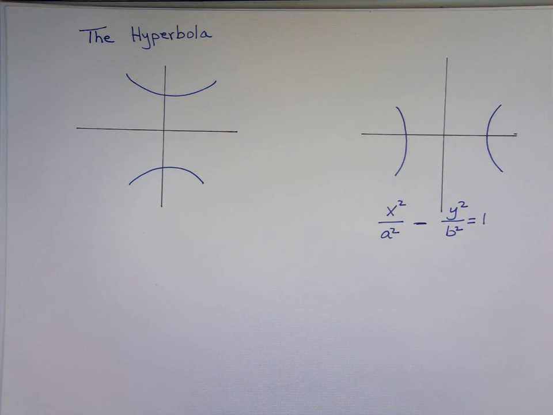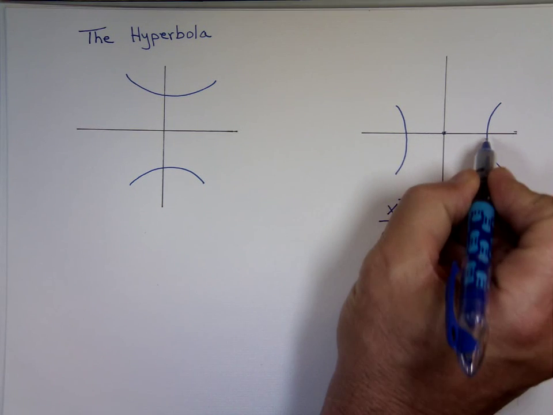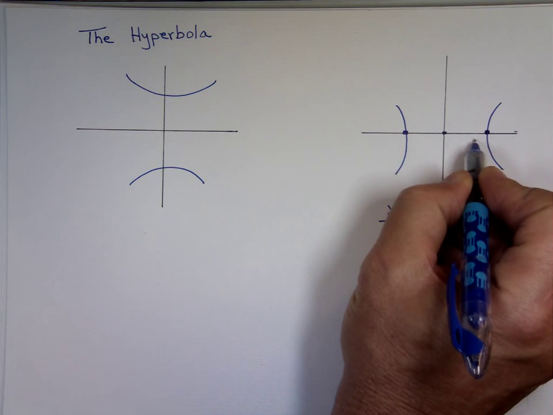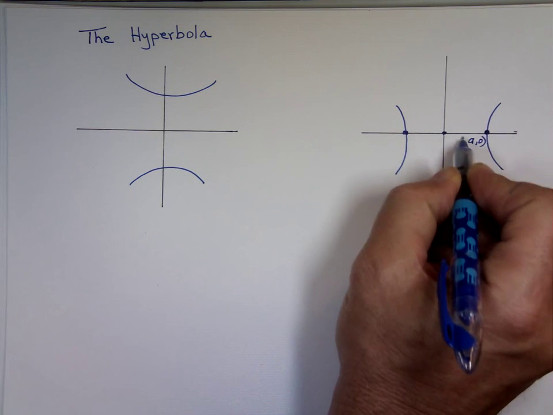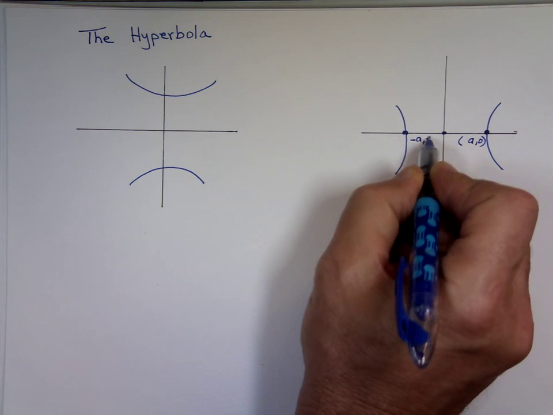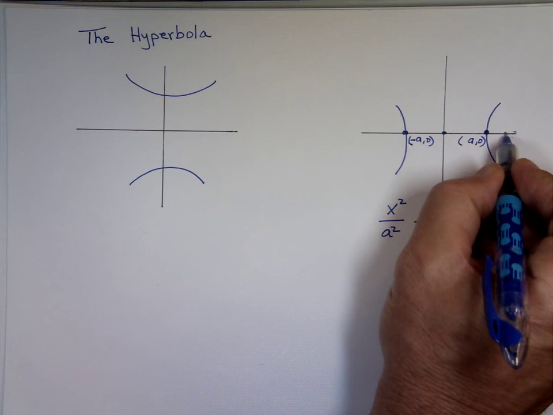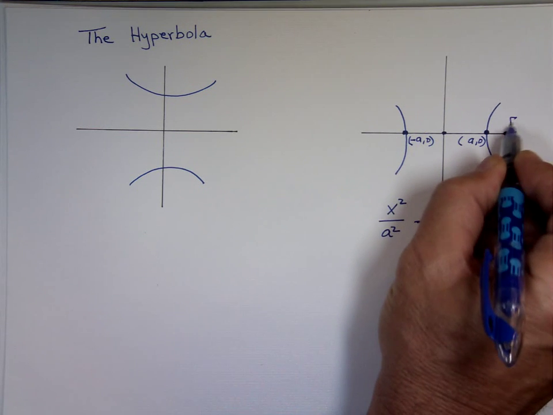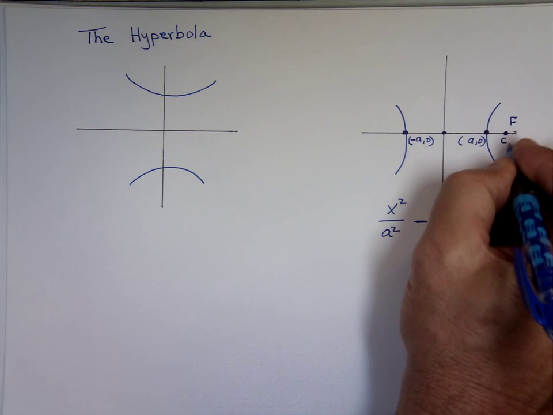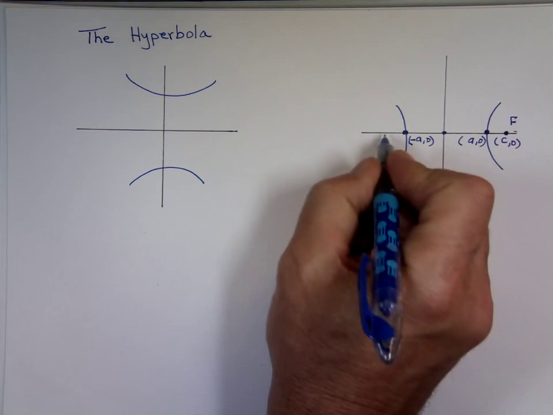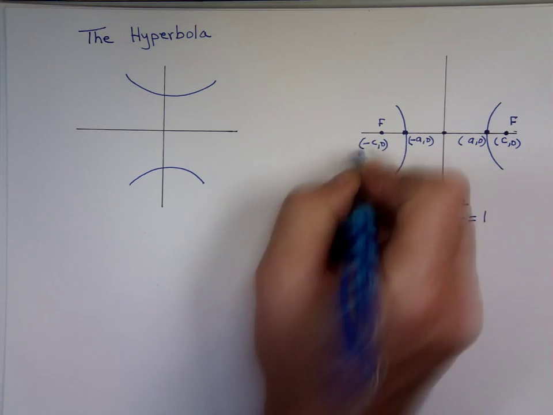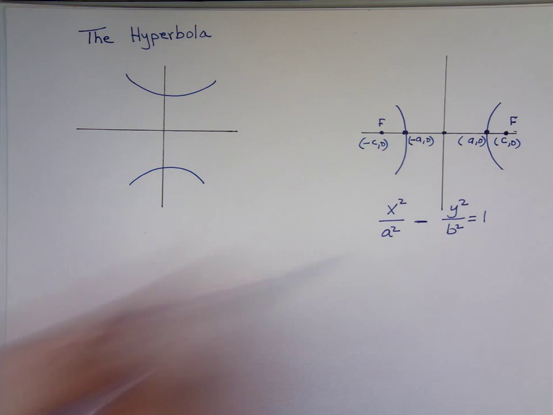What is A? A is the distance from the origin to the vertex, to here. So if I was to write the coordinates for this point, that's A comma 0. The coordinates for this point is what? Negative A comma 0. You'll have a focal point here. That focal point will have coordinates of what? C comma 0. And one here, negative C comma 0. So notice C will have to be bigger than A.